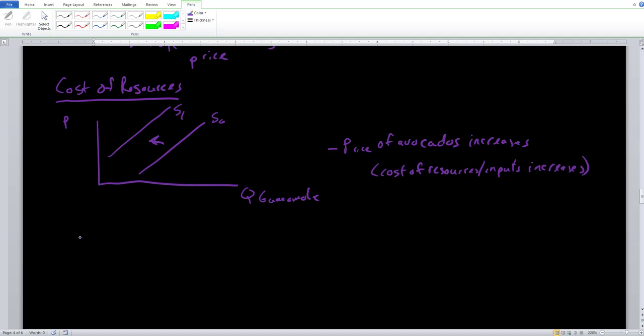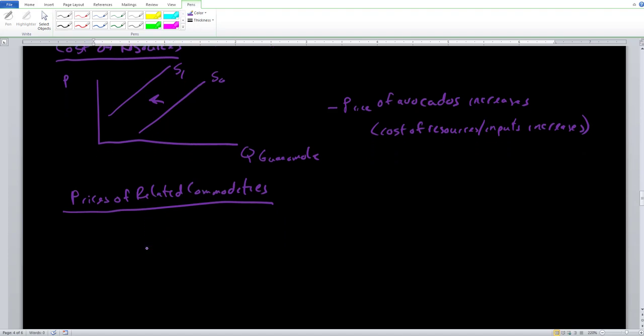Third determinant, we take a look at the prices of related commodities. And once again, this has nothing to do with the current price of the good. It's a price of a related commodity. So it's still a non-price determinant. Let's go ahead and take a look at this example right here. So here we have price, we have quantity. Start off with S0 right here. And say we're taking a look at the pineapple market.